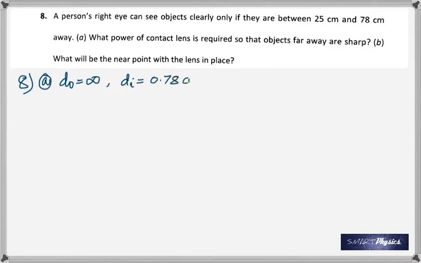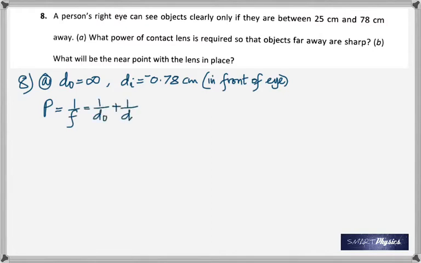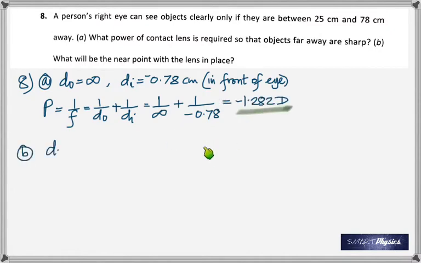DI is 0.78 because if the glasses can produce an image of the object which is at infinity, if that image can be produced 78 centimeters away, he can see it because his eye lens will take it over from there. Using the lens formula again, and DO is infinite. Remember that DI is negative because it's a virtual image. You get the power of the lens. What will be the near point?